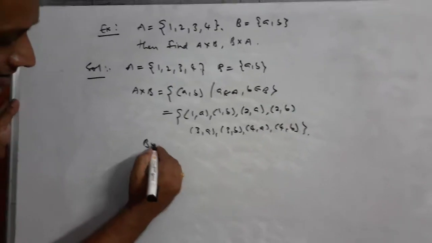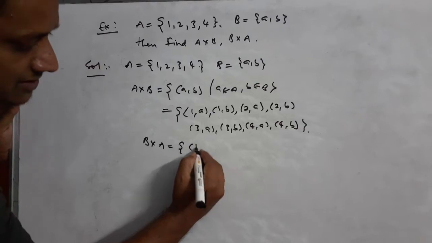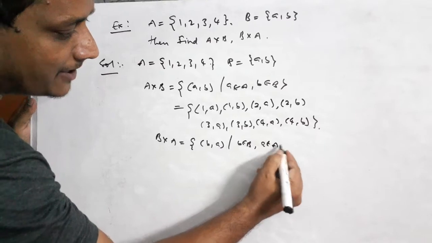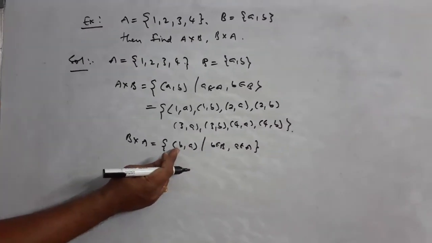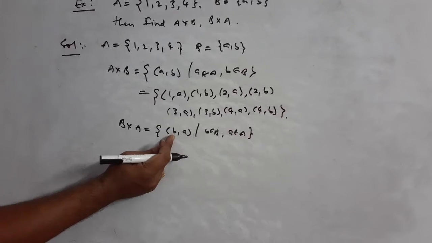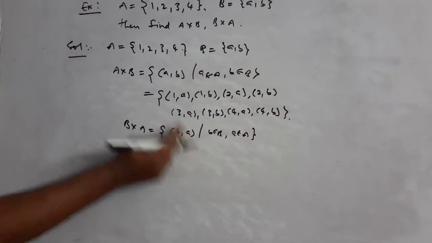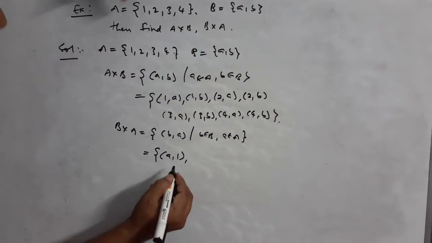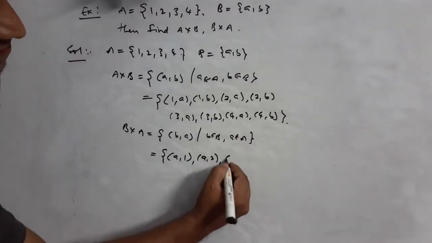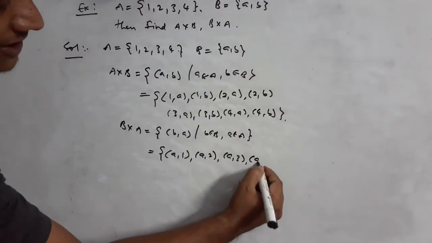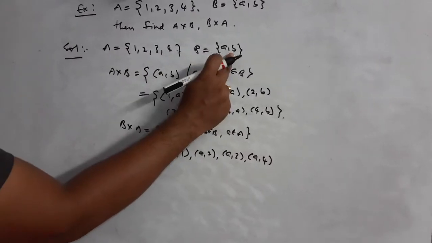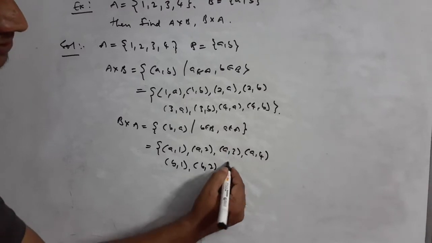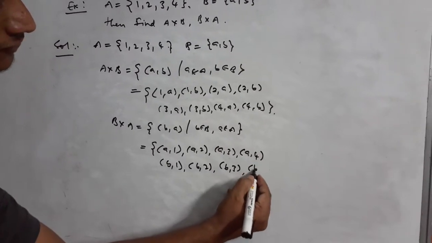Next B cross A. What is B cross A? We have to take (b, a) such that b is from B and a is from A. So the first coordinate is from set B and the second coordinate from set A. So here it is (a, 1), (a, 2), (a, 3), (a, 4). That completes a. Next go for b: (b, 1), (b, 2), (b, 3), (b, 4).